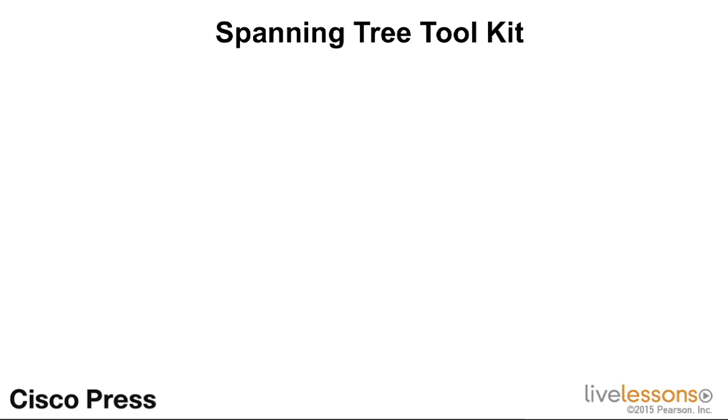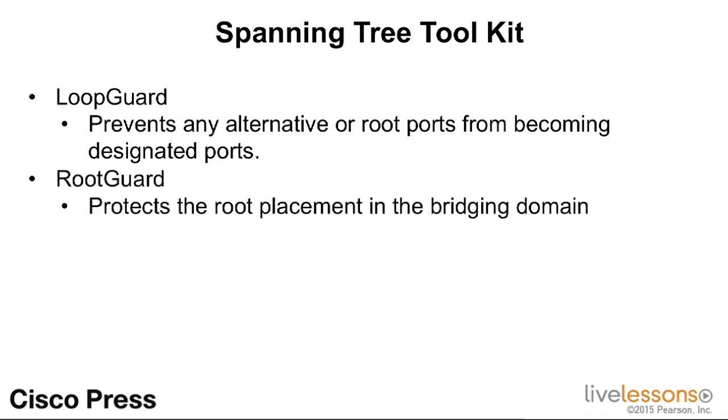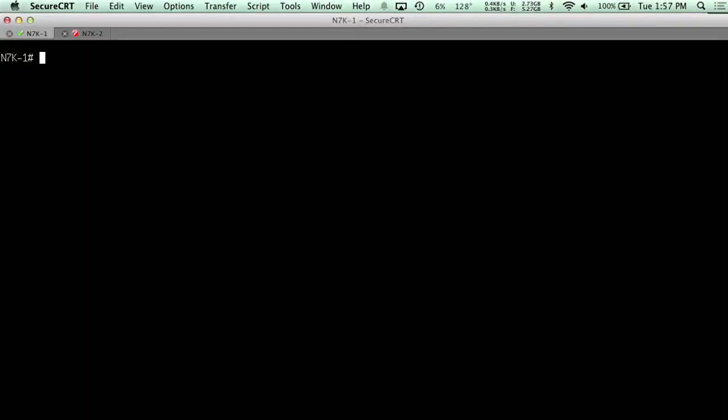So now let's talk about a couple other options available to us in our spanning tree toolkit. The first is LoopGuard, and LoopGuard prevents any alternate or root ports from becoming designated ports. The second is RootGuard, and it protects the root placement in the bridging domain. It protects a port from being a root port on a particular system. Let's look at the configuration options for both LoopGuard and RootGuard.